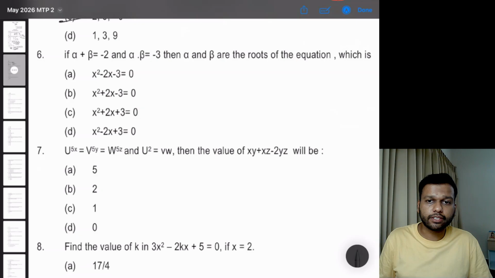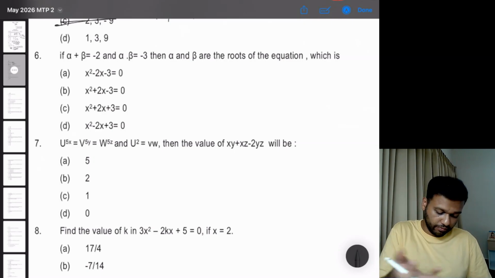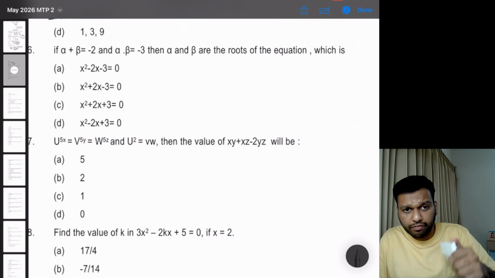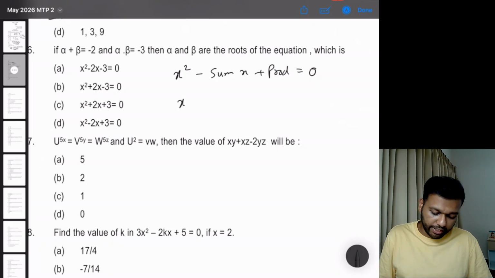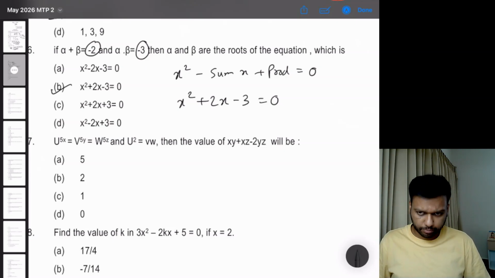Okay. Question 6. If alpha plus beta is minus 2 and alpha into beta is minus 3, and alpha and beta are roots of the equation, which is the equation? So of course everything is given. We can form an equation directly. How do we form an equation? If we have sum of roots and product of roots, then the equation is just x square minus sum of roots into x plus product of roots is equal to 0. That means x square minus minus 2, that is plus 2x, plus product, that means minus 3 is equal to 0. So option B is the correct answer.